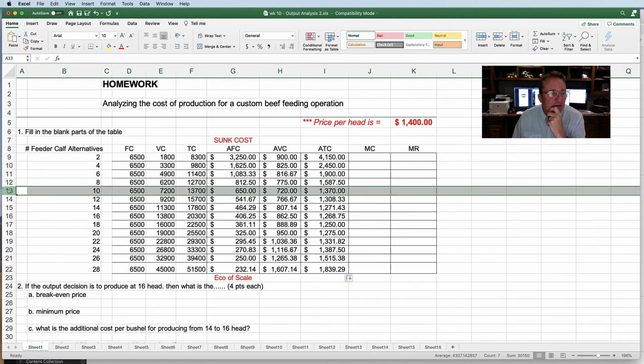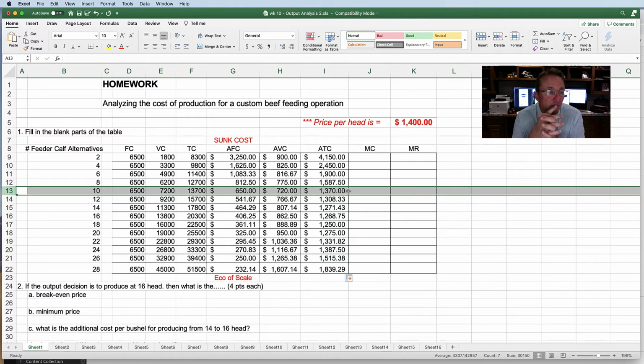Let me highlight 10. There we go. Highlighting 10, 1370 is what the total cost is per animal. The average is like a total, right? It's at a particular level at 10. It's 1370. If you were selling the cattle at 1400, it's obvious that we have more revenue than cost, and so we would be making money right here.